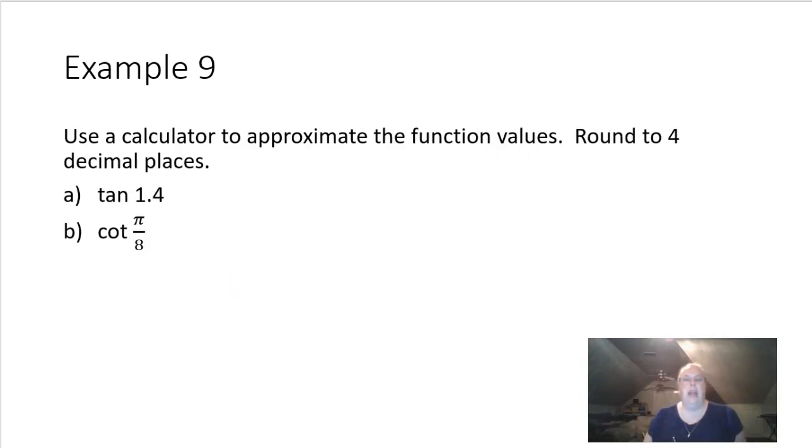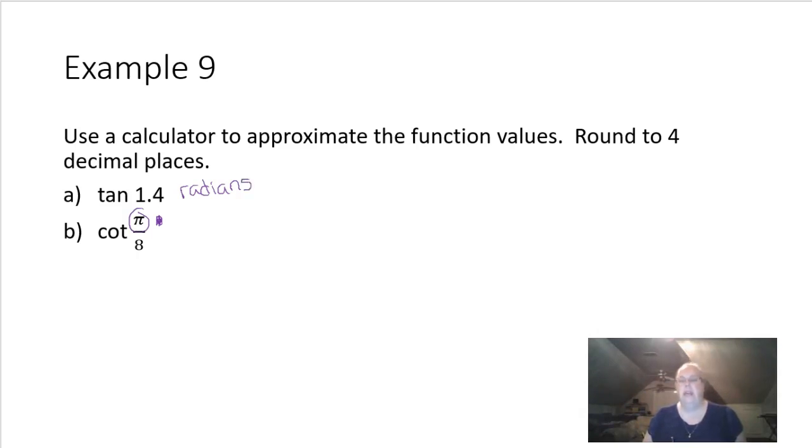All right, example 9, we're supposed to use a calculator to approximate the function values and round those to 4 decimal places. The first one is the tangent of 1.4. The second one is the cotangent of pi over 8. Now, both are in radians. Normally, the pi is a giveaway that you're in radians, but it doesn't always have to be that way, because sometimes they'll throw a question on the test and put a degree symbol and say, oh no, we're in degrees. Just pay attention. Without the degree symbol, it means your angle is in radians. That's exactly why this one's in radians. There's no degree sign up here.